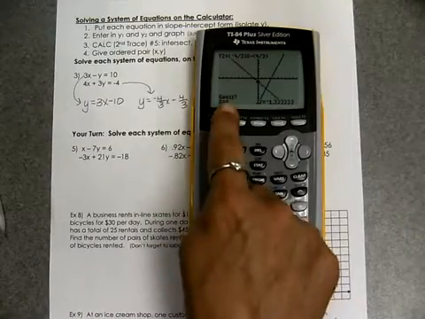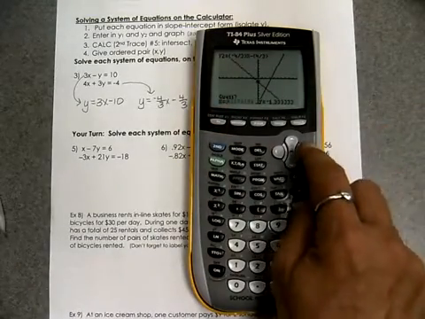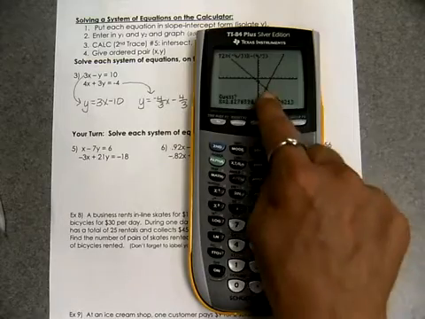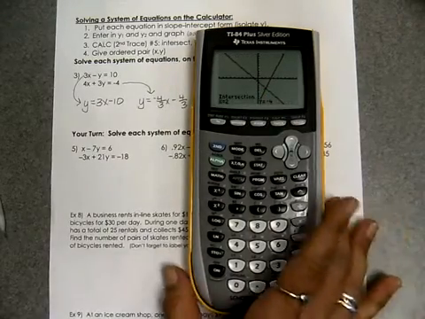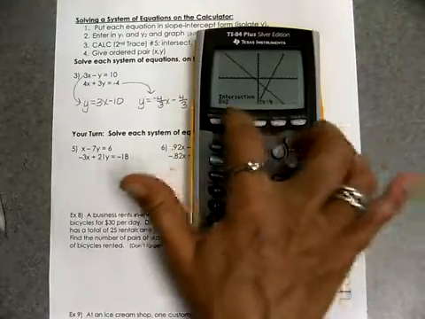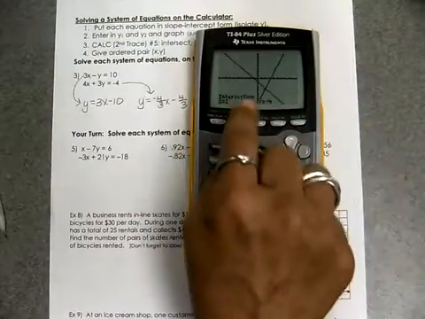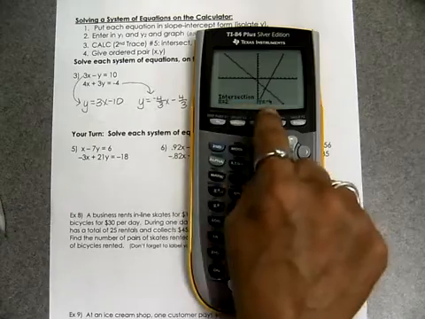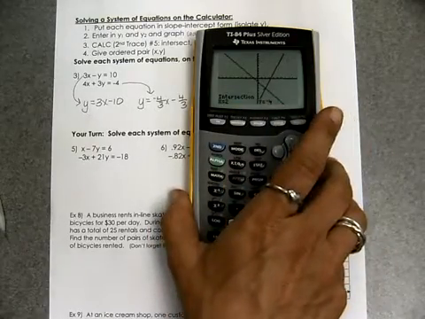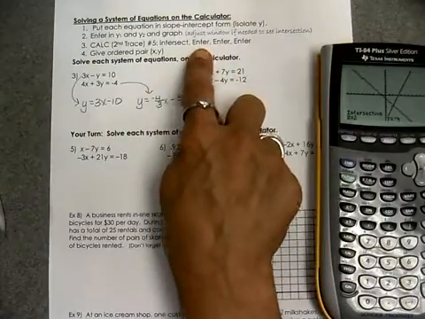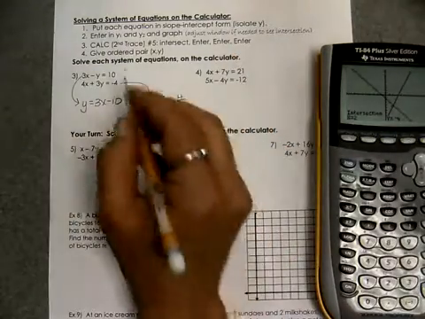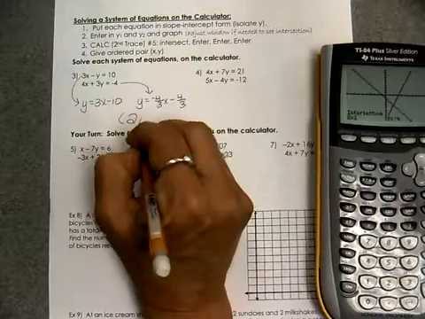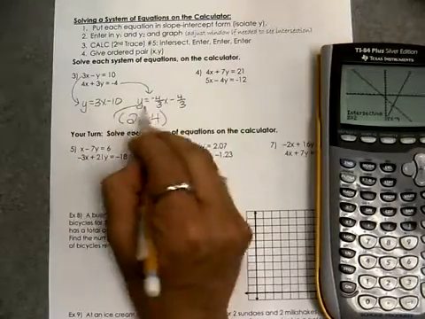Then it says guess. You can just press enter, or some people like to move closer to where the point of intersection is. And the third time you press enter, it jumps and it gives you that intersection. So we have that intersection at (2, -4). So again, you can just press enter, enter, enter, but I wanted to give you the reasons why that was. So our calculator tells us our answer is going to be (2, -4).